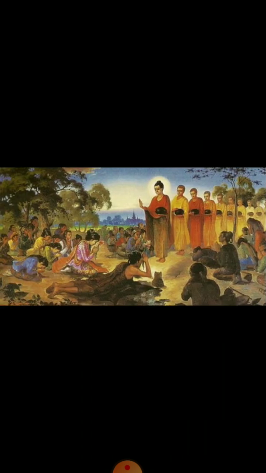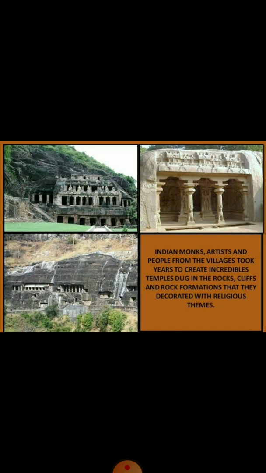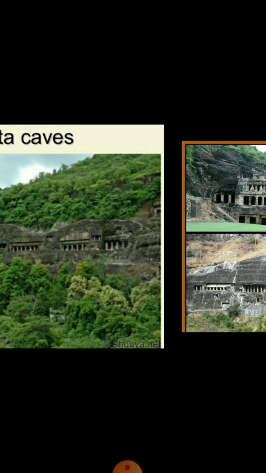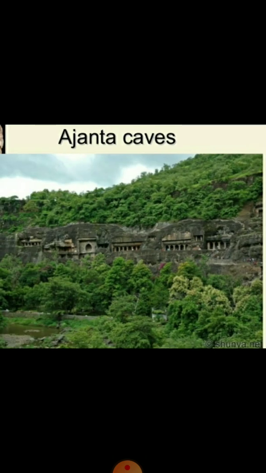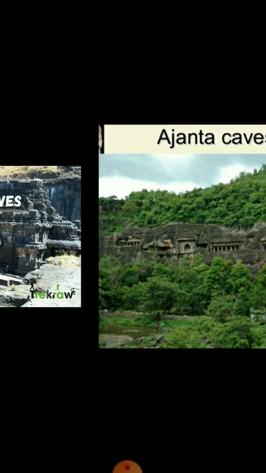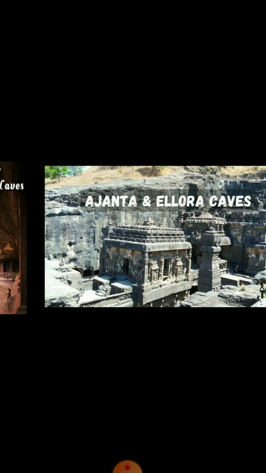The monasteries were built for monks and nuns to stay in, especially during the rainy season, as it was difficult for them to move about in the rain. The oldest monasteries were made by carving or hollowing out of the rocks, such as the rock cut caves of Ajanta and Ellora.